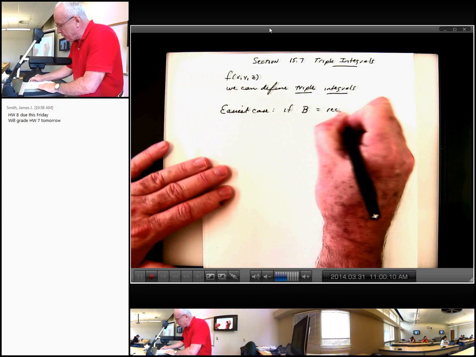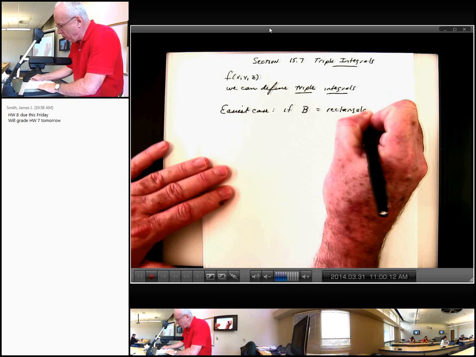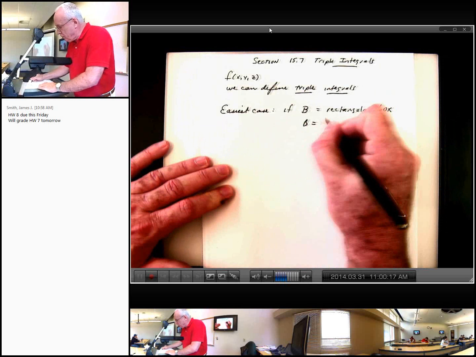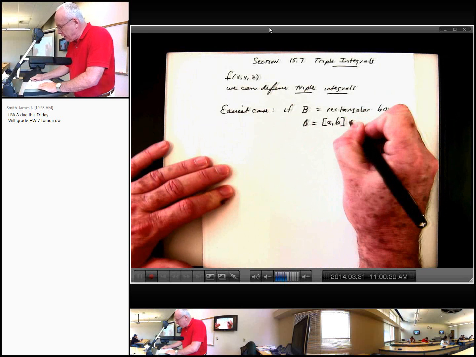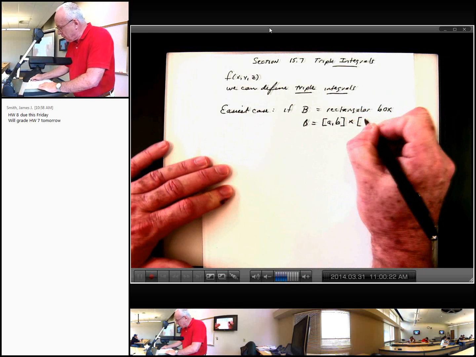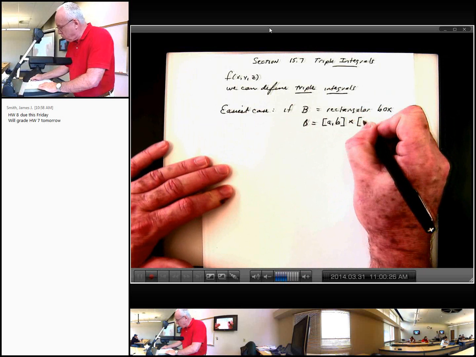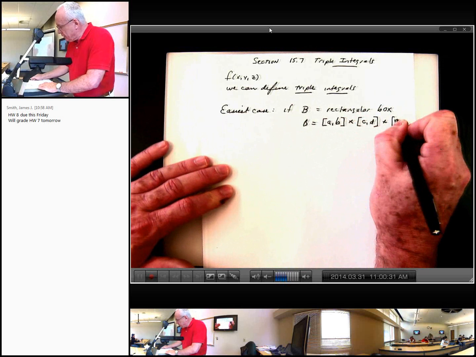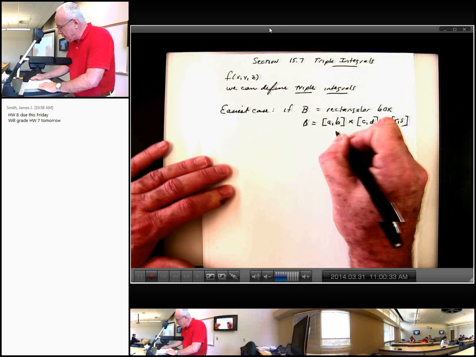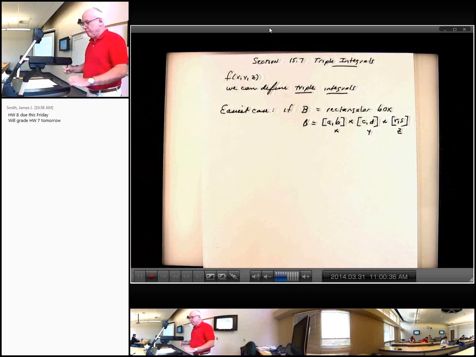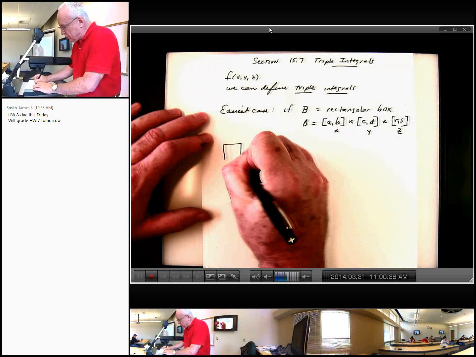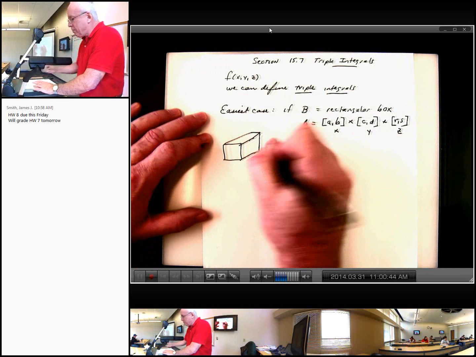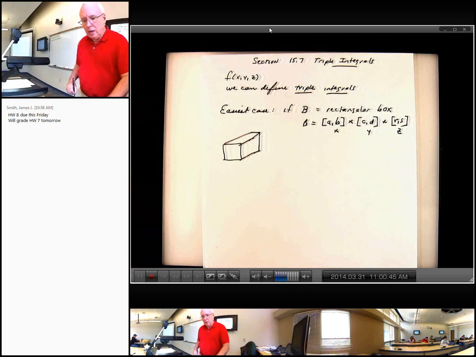If B equals a rectangular box, in other words, B is equal to x going from A to B, times y going from, say, C to D, and z going from maybe R to S. So what we're integrating over is just some kind of box in 3 dimensions.